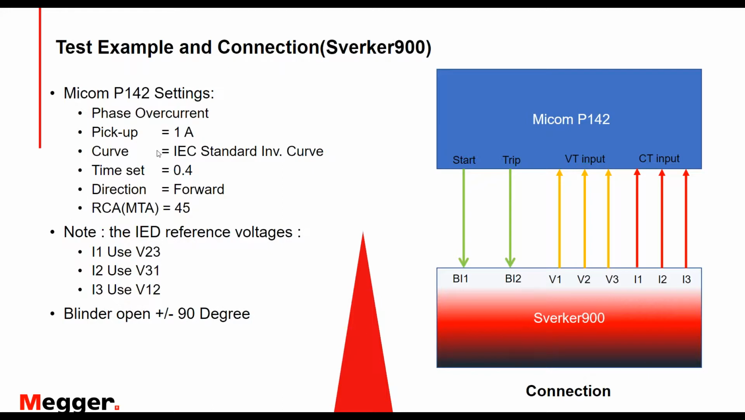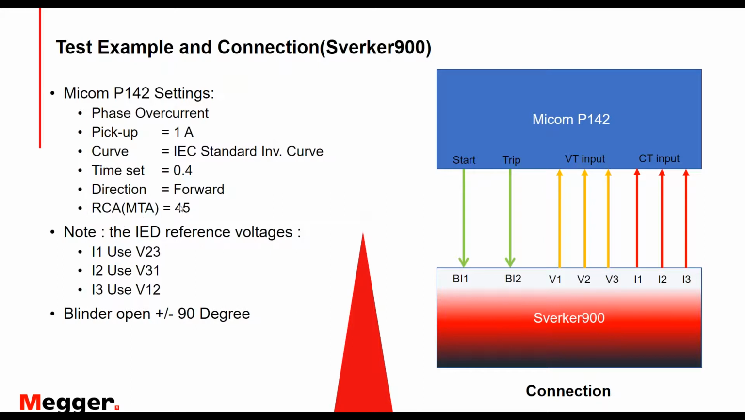The relay that I have, Micom B142, has the following settings. I have a pickup value, the value at which the current will start operating, of 1 amp, and a time curve indicating that I have an inverse characteristic at a time setting of 0.4, which is something we can do and test, but not really the main point of this webinar. And the direction of my setting is in the forward direction.